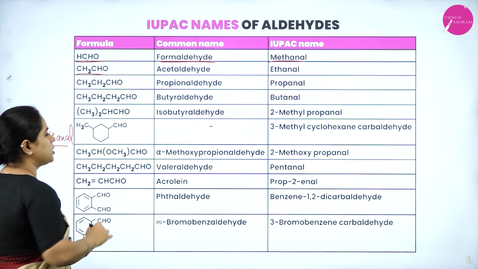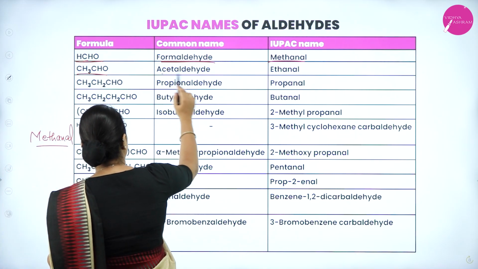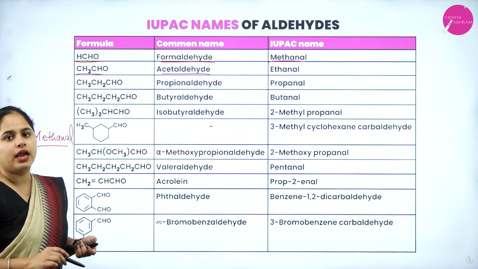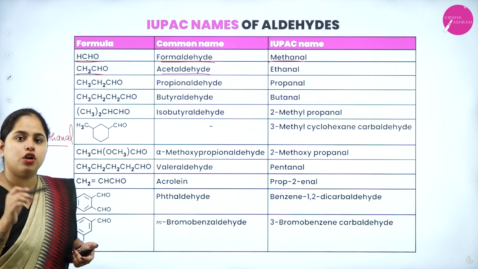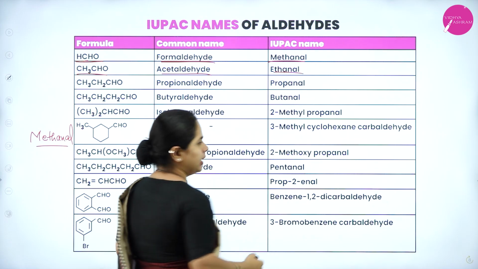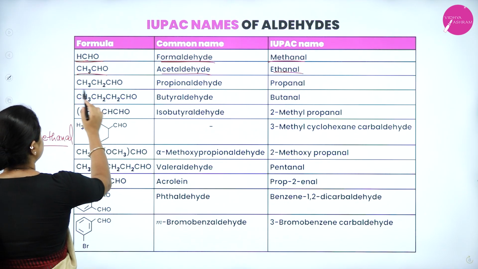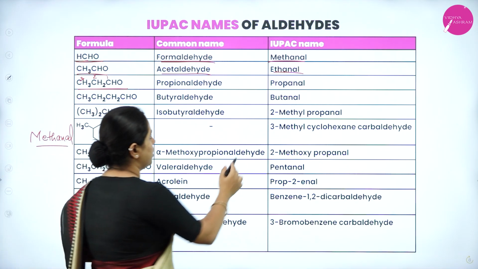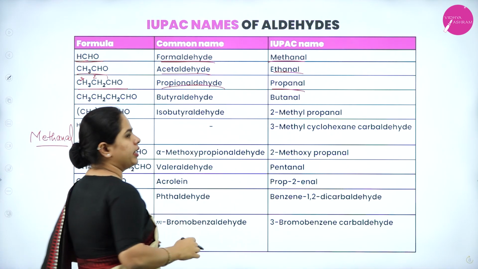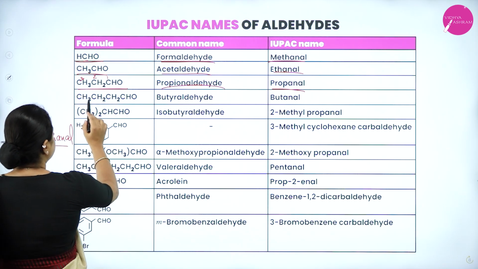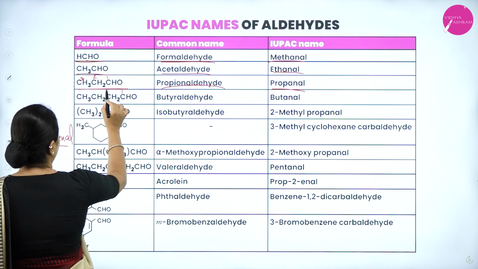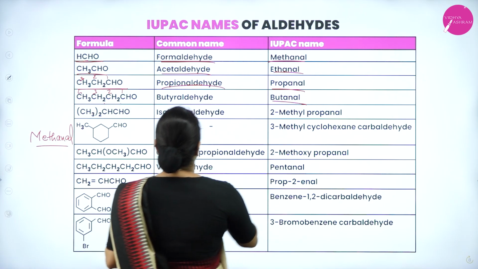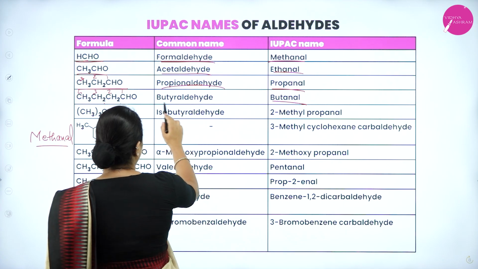Moving on to the next one, CH3CHO. The common name is acetaldehyde and the IUPAC name: 2 carbon atoms, so it is ethane. Instead of E, you put al, you get ethanal. Clear? Next one, CH3CH2CHO. So you have 1, 2, 3 carbon atoms, so this will be propanal, of course. The common name is propionaldehyde. Now the next one is CH3CH2CH2CHO. 1, 2, 3, 4 carbon atoms are there, so it will be butanal in IUPAC and the common name will be butyraldehyde.